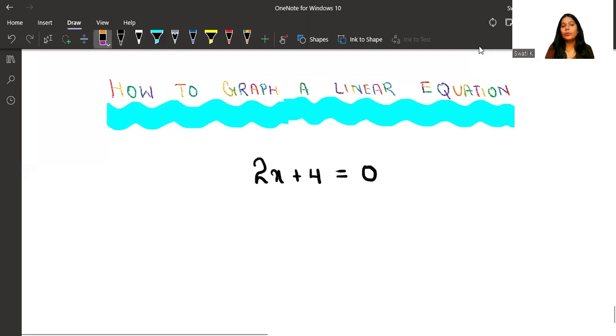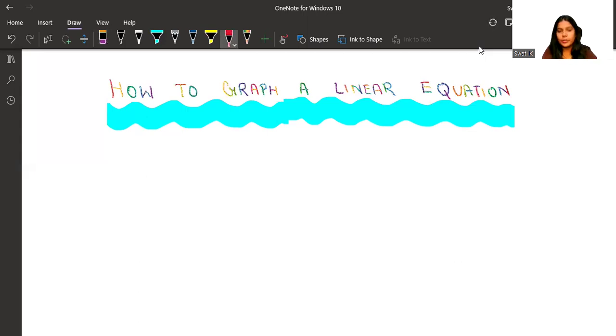Now, what is it called when it does not have an equal sign? This also has a name. This is called an expression. Okay, so I'll be taking another example and I'll tell you how exactly we can draw a graph for the linear equation. One more thing before I move ahead, and that is, what is the meaning of linear equation?